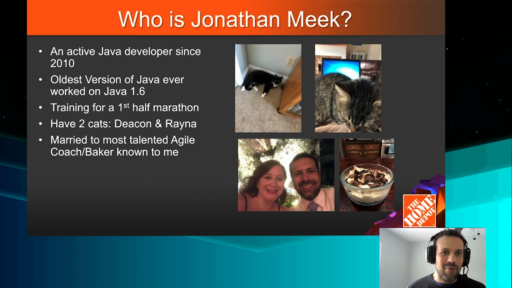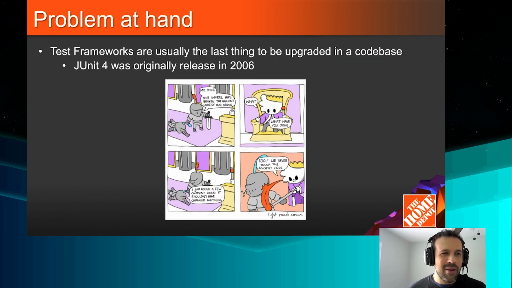Let's actually talk about what we're here to talk about. So when it comes to our programming, the last thing we usually touch is the test frameworks. With that, we're willing to change our JDKs, we're willing to use the latest and greatest frameworks, but we have a hesitation with those test frameworks. We kind of have the attitude shown in the last panel there of we never touch the ancient code.